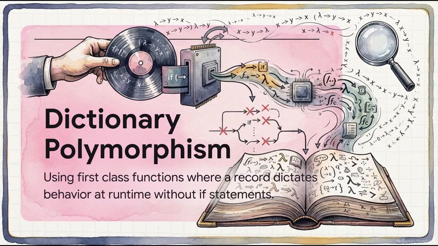Before we actually look at the new code, let's just anchor ourselves with the quick definition of dictionary-based polymorphism. This is the core mechanism we're using to replace all that hard-coded branching. So in Haskell, you can use first-class functions to create a record. Think of it like a dictionary that holds functions. You pass this record around, and it completely dictates how the program should behave at runtime, without needing a single if statement. Pretty cool, right?